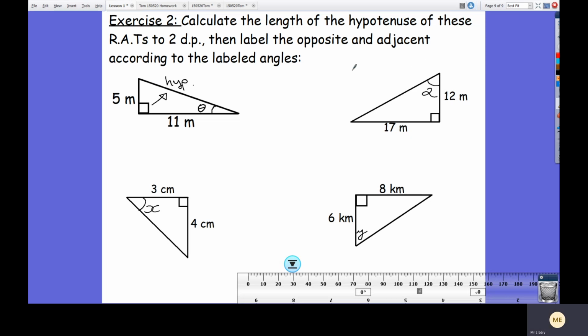So here are the answers. For the first one, we can label our hypotenuse just by looking opposite the right angle. So my hypotenuse is here. Then I can remember Pythagoras' theorem.